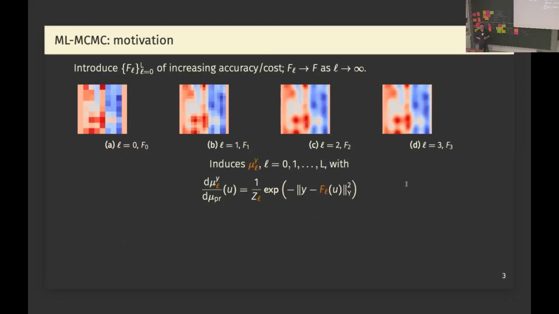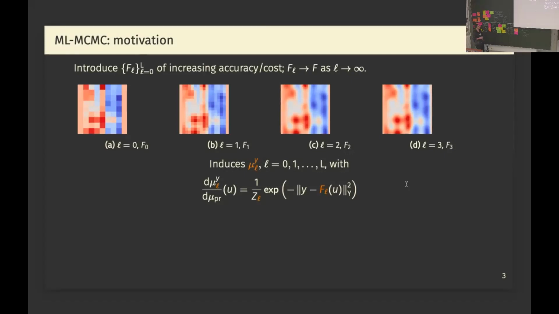So what is the idea here? Well, instead of considering a fixed forward operator F at a fixed discretization capital L, we introduce a hierarchy of discretization models F_L induced by this curly L here with increasing accuracy and cost, in the sense that as L goes to infinity, our F_L converges to the true forward operator F. And well, here just to illustrate, when L is 0, our model is very inaccurate, but very cheap to evaluate. And as we go deeper on the levels, it becomes more and more accurate, but also more expensive. So nothing too groundbreaking there.